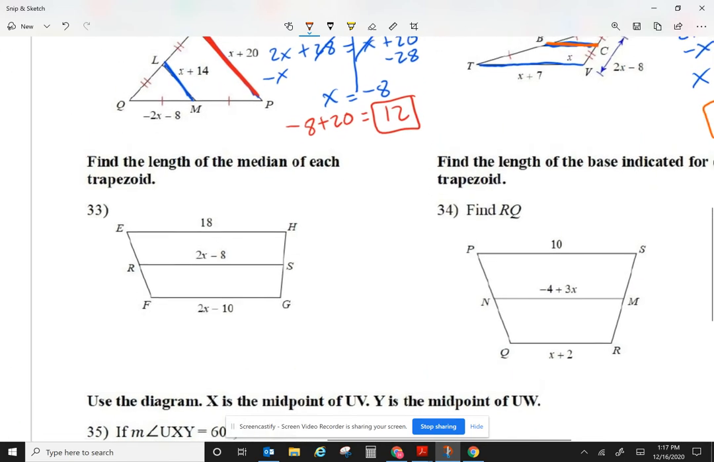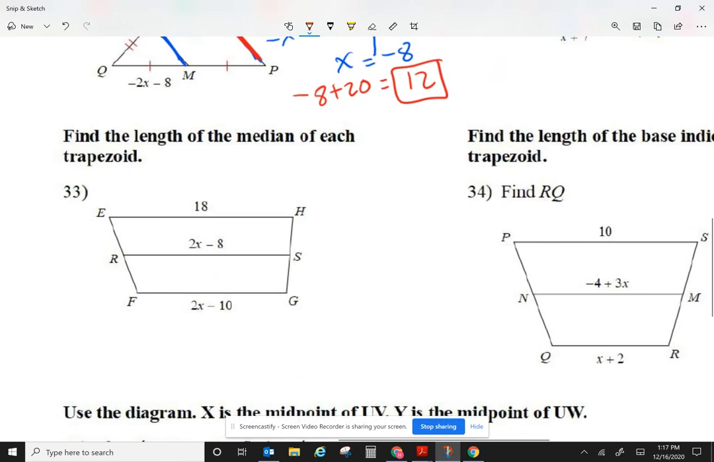Now let's take a look at the medians of a trapezoid. Now, there is one median, or mid-segment, however you guys want to call it. So I'm just going to go 2x minus 8. All of it, I'm going to multiply by 2. The median multiplied by 2.